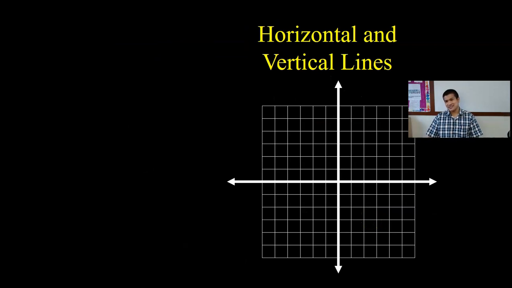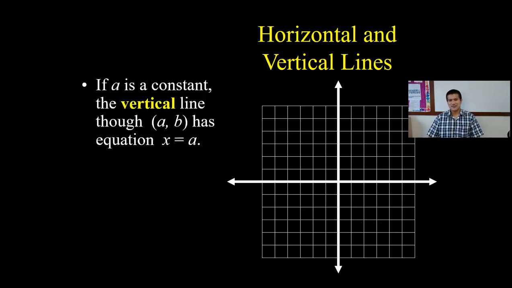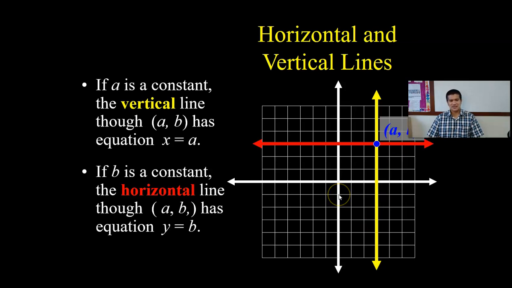Horizontal lines and vertical lines. So again, what is solving horizontal and vertical lines, right? If a is a constant, the vertical line through a and b has equation x equals a. Okay, so therefore a and b. And then if b is a constant, the horizontal line through a and b has equation y equals b.